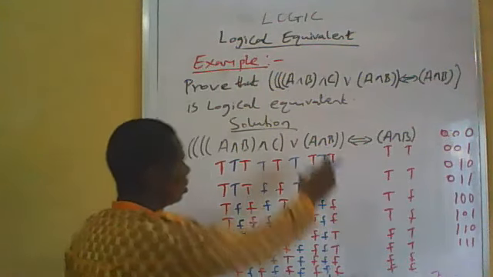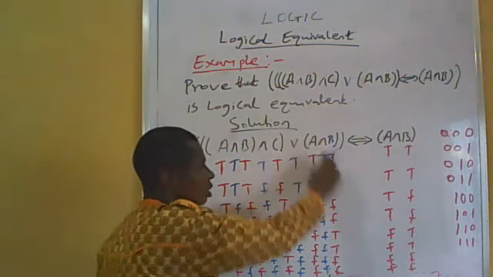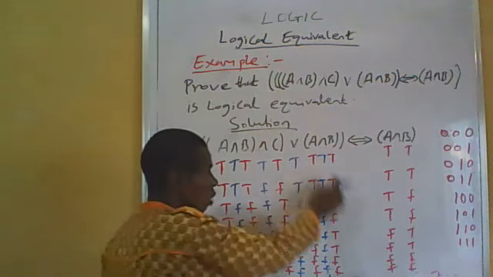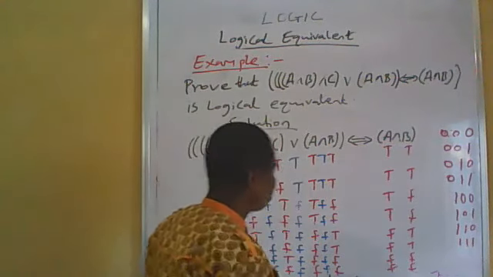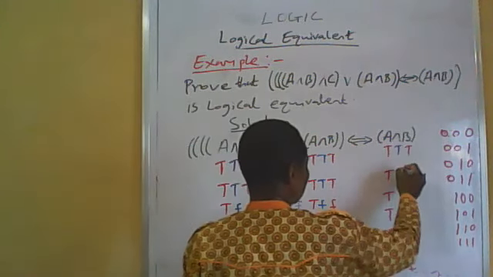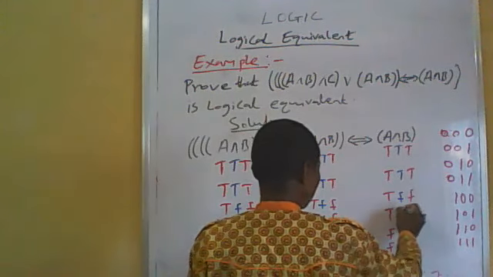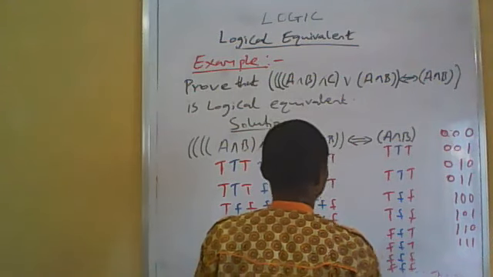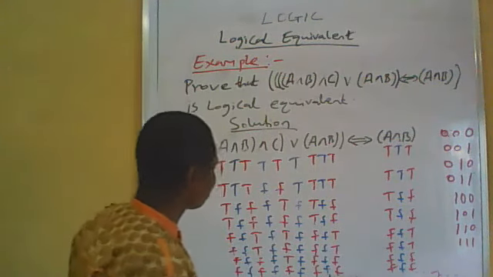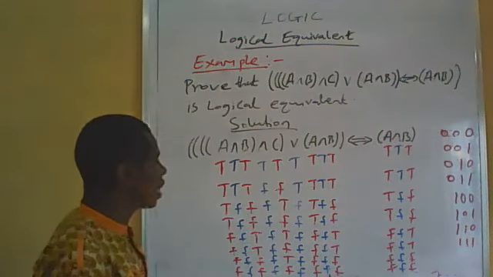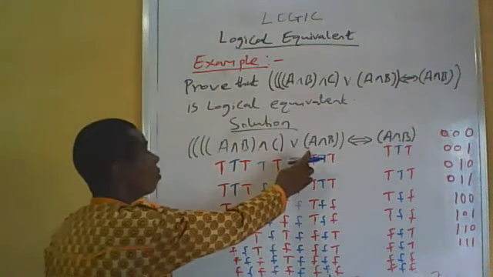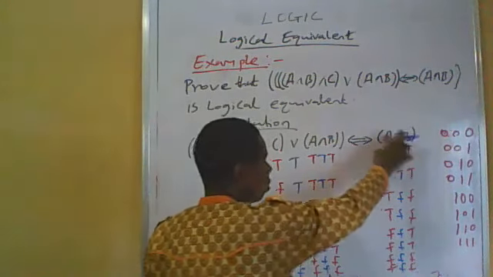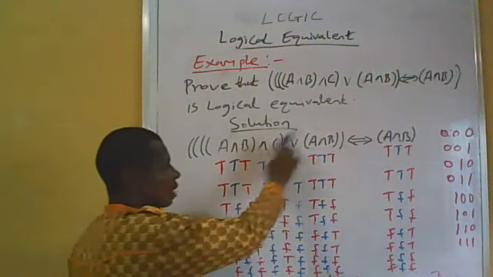Now, we know that this statement A and B is the same as this statement A and B. So let us copy the valuations of this one also to this one. We have T, F, F, F, F, F, F. Very good. Now, let's check whether the valuation of this statement and this other statement, because they are equivalent, are the same.